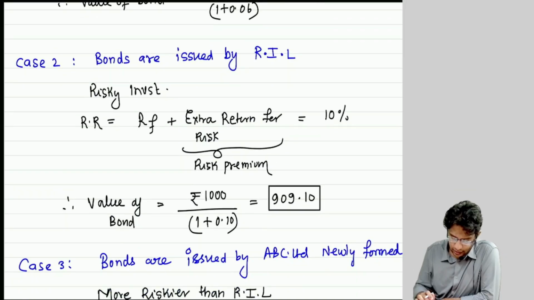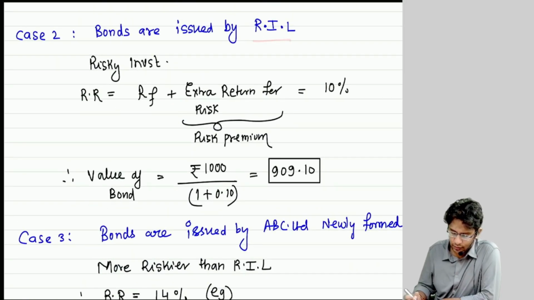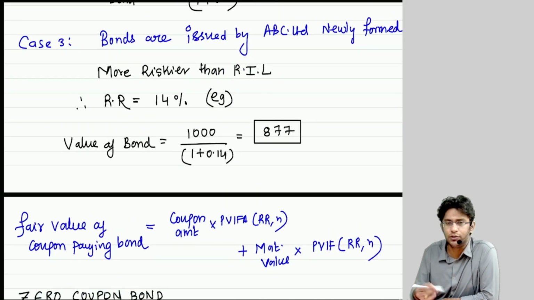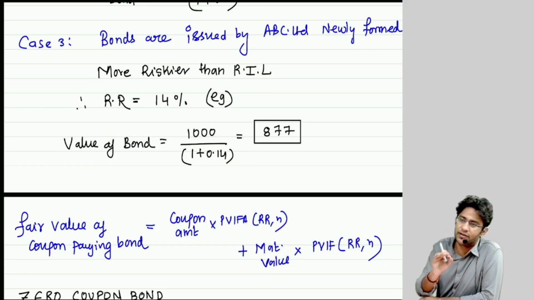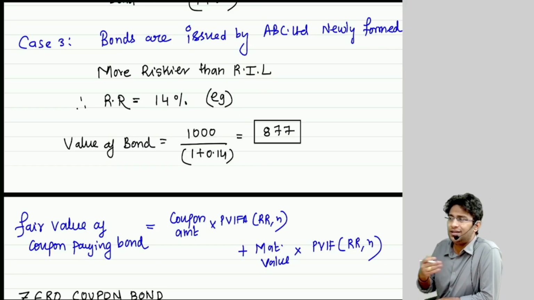For example, when you give money to government, you are expecting only a return of how much? 6%. When you are giving money to Reliance Industries, you are expecting a return of 10%. When you are giving money to some company which is newly formed, that's even more riskier, you want even more higher return. Higher the risk, higher the return. Lower risk, lower return. No risk, risk-free return. So this is about required return concept. Now, as an investor, how will I know whether a company is riskier or not riskier, how much risk it has?